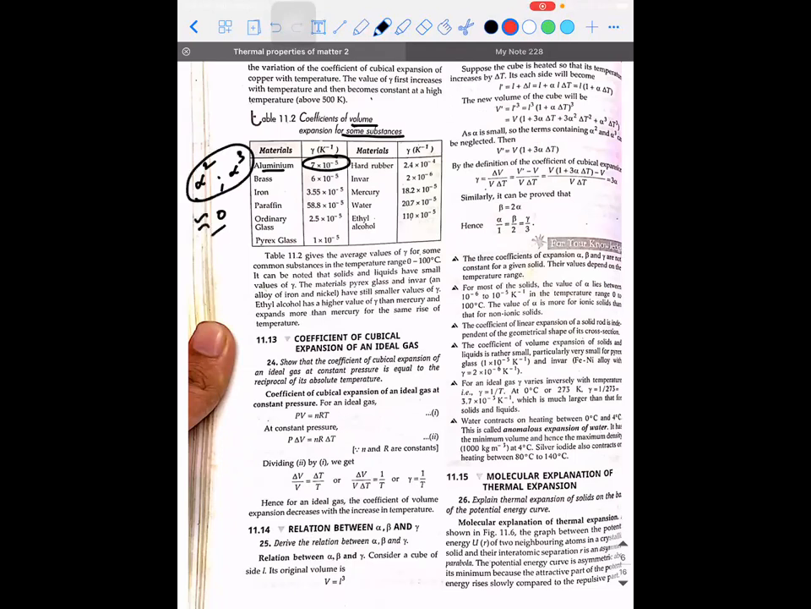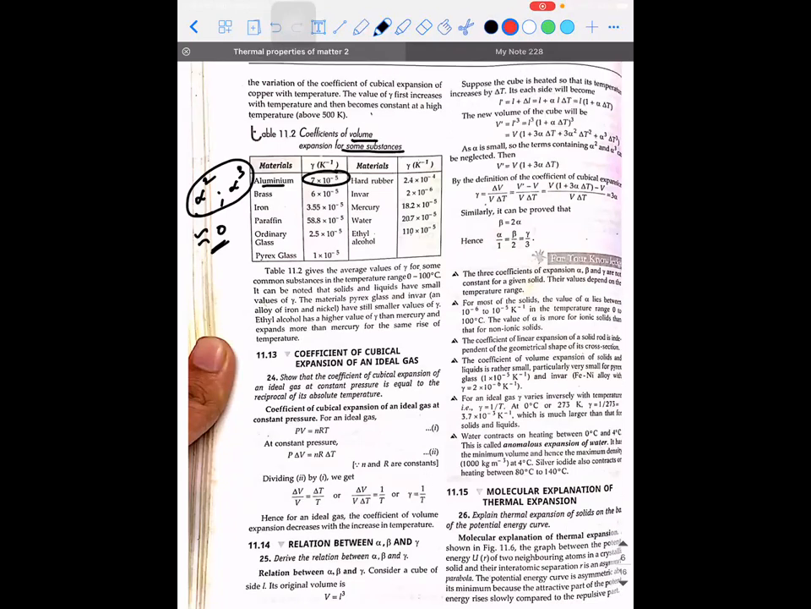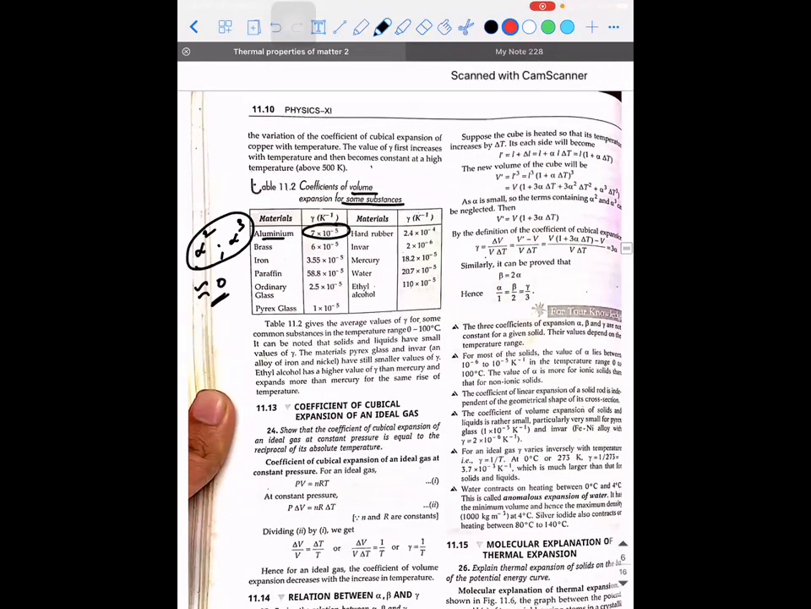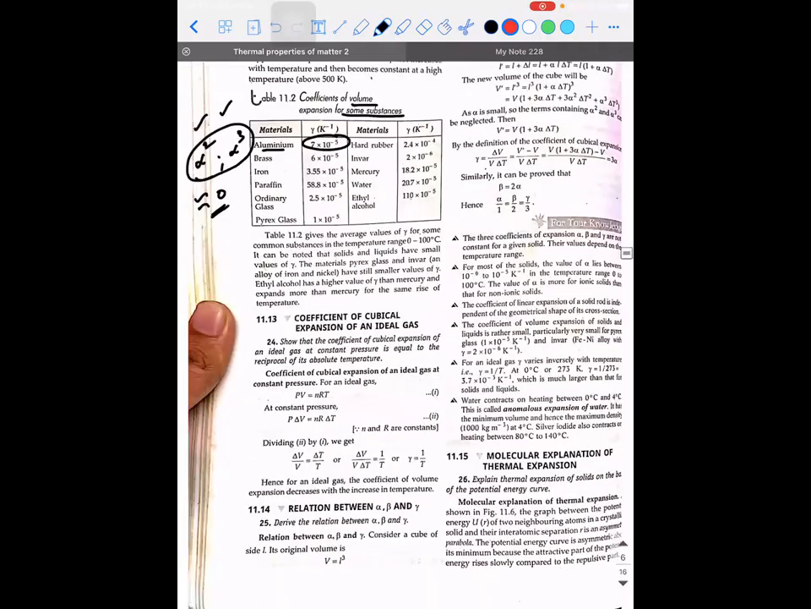All these things can be approximated to 0. So what I'm trying to say is, if the coefficient of linear expansion of aluminum is 2.5 into 10 power minus 5, its square is going to be 2.5 square into 10 power minus 10. 10 power minus 10 is almost a negligible value, right? It is almost 0. So going forward, wherever we see any power of alpha other than 1, at that point we are going to ignore it.